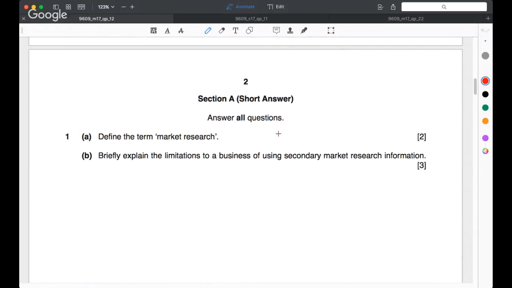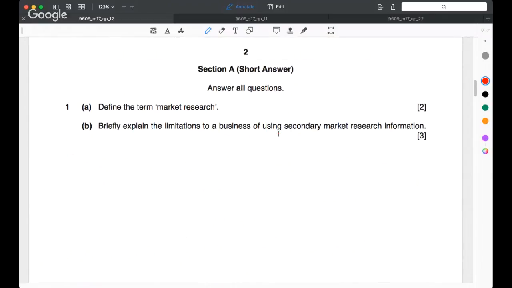So the first one: define the term market research. The important aspect to that is quite simple. Definition is all that is required, no explanation, just the definition of the term market research. Market research is a defined process of collecting, recording and analysis of data about customers, competitors, and the market, product, or service. This is simply what is required. The emphasis should be on the collecting and recording of data.